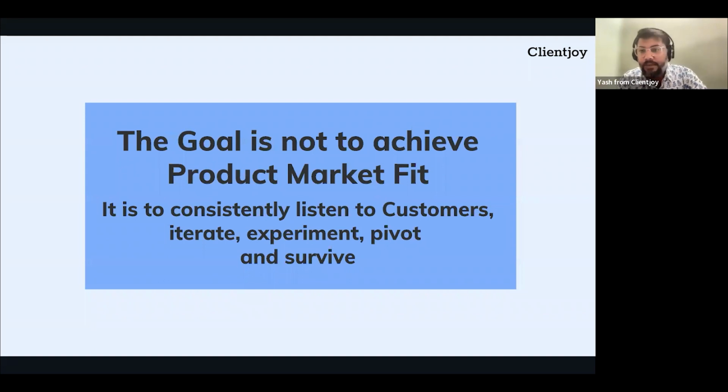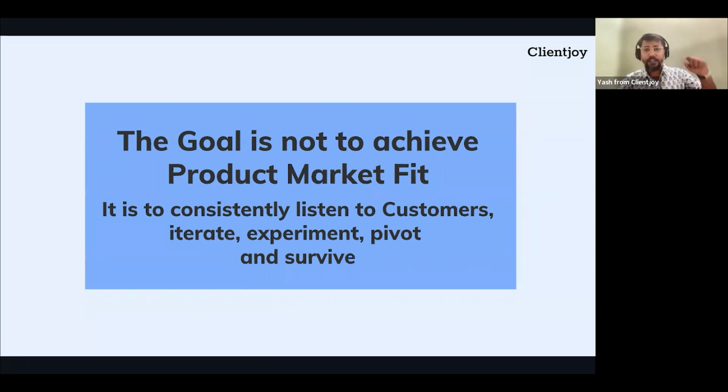So here's an important thing that I'd like you to remember. If there's one thing that you take away from this session, let it be this, that the goal is not to achieve the product market fit. The goal is always to listen to customers, iterate, experiment, pivot, and survive until PMF happens, right? So no one in the world will be able to come to you and tell you, or you will yourself come to the realization that this needs to happen, and then you'll achieve PMF, right?